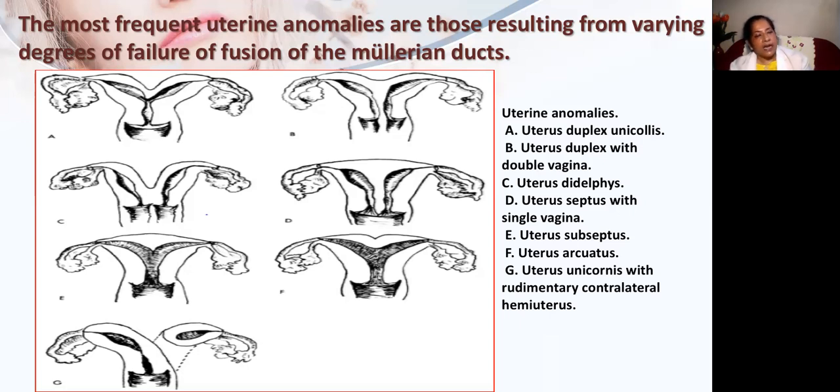F is arcuate uterus. Only a stump has failed. And G is uterus unicollis with rudimentary contralateral hemiuterus. Only one horn has developed and the other part has not developed completely. So these are the various Mullerian anomalies.